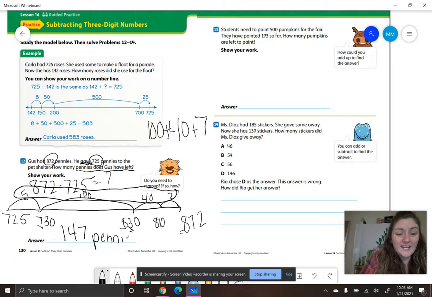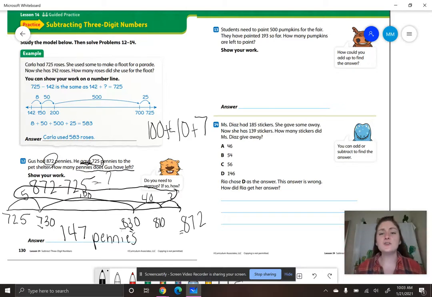All right, so we added to find our difference. We started at 725 and we counted on using an open number line to get to our whole. That strategy helped us find our difference. It helped us find how many pennies Gus had left. All right, let's use a different strategy for number 13.